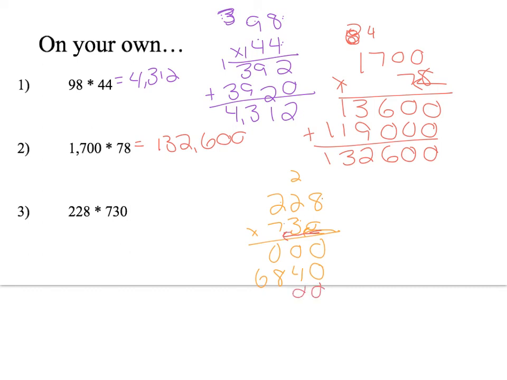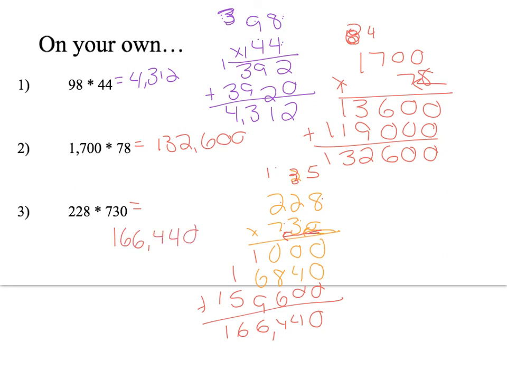7 times 8 is 56. Carry your 5. 7 times 2 is 14, plus 5 is 19. Carry your 1. 2 times 7 is 14, plus 1 is 15. Add together. 0, 4, 14, 16, 6, 1. Put a comma in, and your solution to this problem is 166,440.